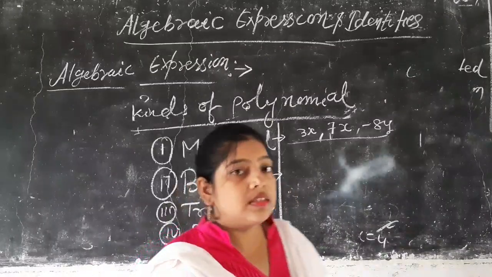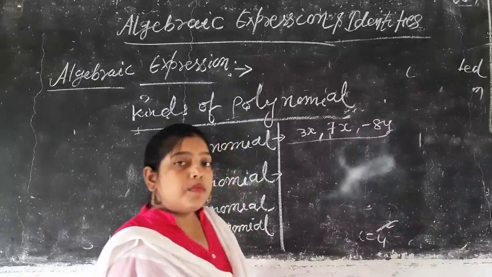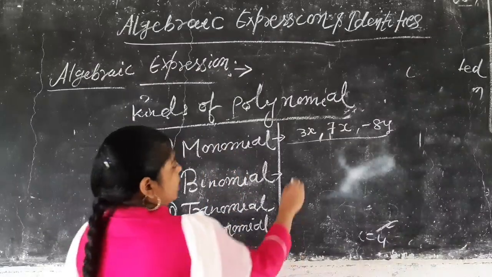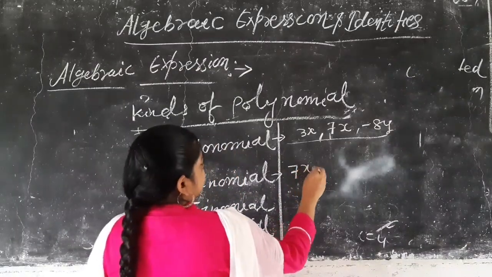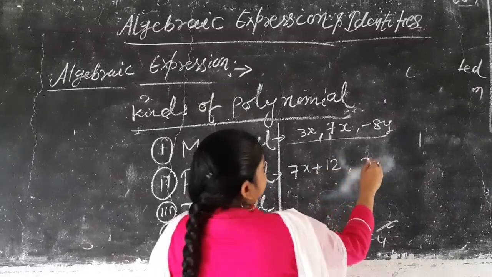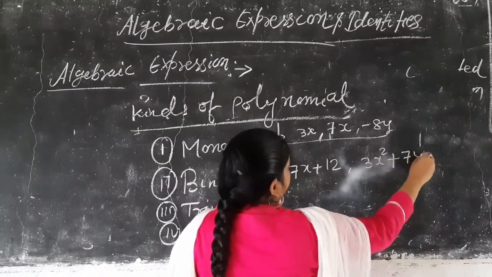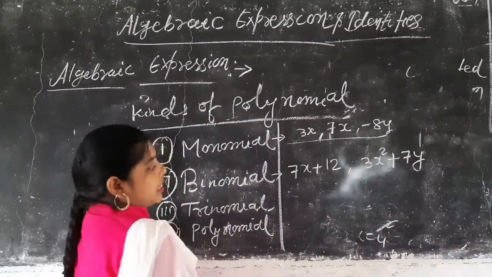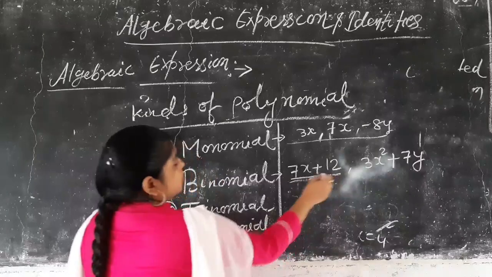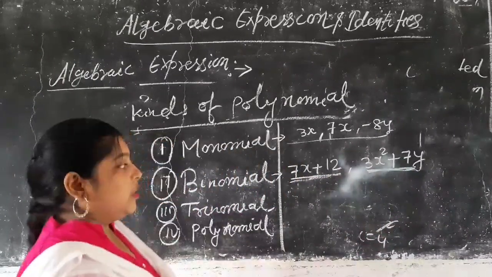Next, binomials. An expression containing two terms is known as a binomial. For example, 7x plus 12, or 3x square plus 7y. In these examples, two terms are available, so this is called a binomial.